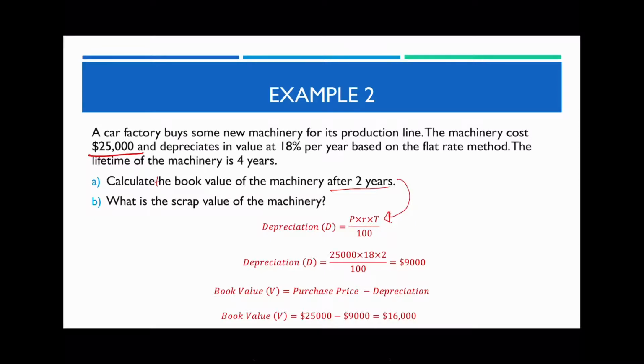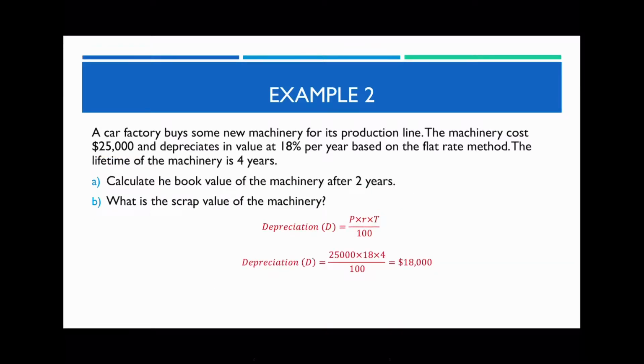Now to answer part B, what is the scrap value of the machinery? Pretty much it's asking what is the value of the particular machinery when it's still considered to be useful, okay, at the last stage of its lifeline. So therefore, find out what is the depreciation value after 4 years. Again, use the simple interest formula, but this time, instead of using 2, we're using 4 as T. And if you do this, it's therefore gone down by 18,000 after 4 years. In this case, what we need to do is just subtract that from 25,000. Therefore, you're going to get an answer of $7,000.